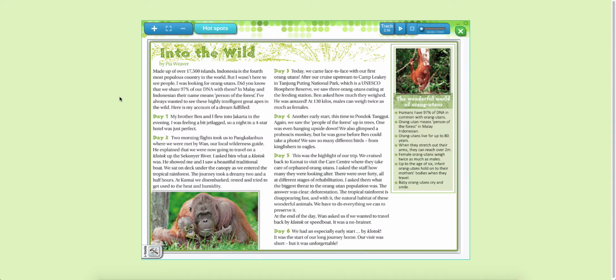Into the Wild. Made up of over 17,500 islands, Indonesia is the fourth most populous country in the world. But I wasn't here to see people. I was looking for orangutans. Did you know that we share 97% of our DNA with them? In Malay and Indonesian, their name means person of the forest. I've always wanted to see these highly intelligent red apes in the wild. Here is my account of a dream fulfilled.